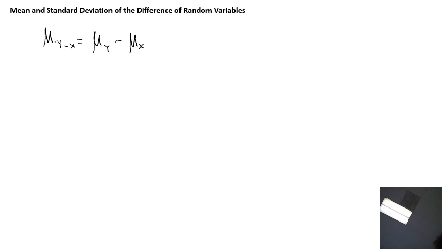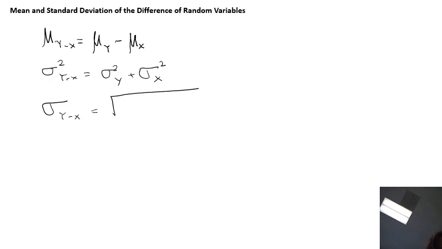The variance of the two random variables, the variance of y minus x, is the variance of y plus the variance of x. So the standard deviation of y minus x is the square root of the variance of y minus x, or the standard deviation of each of those quantities squared.